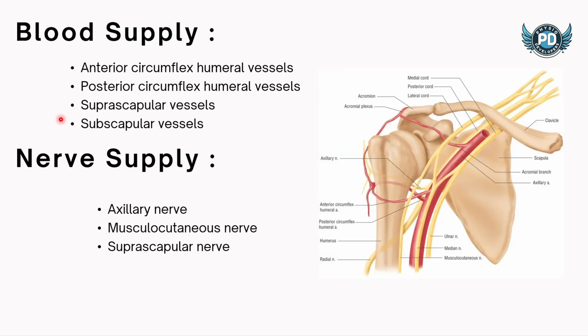Coming to the blood supply of the shoulder joint, anterior and posterior circumflex humeral vessels and suprascapular vessels and subscapular vessels. These are the vessels which give blood supply to the shoulder joint. Nerve supply is given by axillary nerve, musculocutaneous nerve, and suprascapular nerve. These are the three nerves that give nerve supply to the shoulder joint.